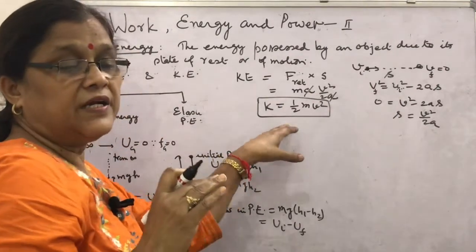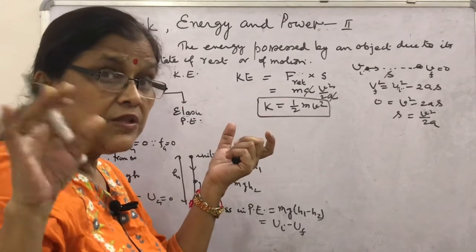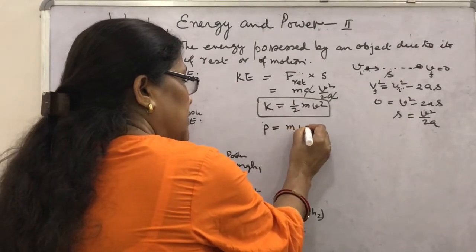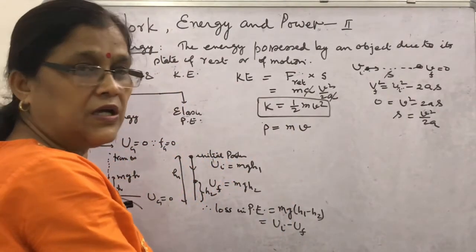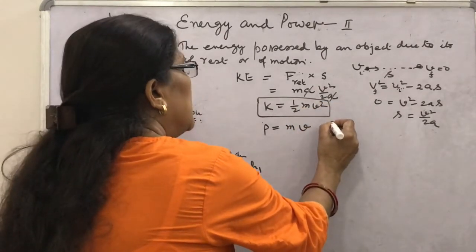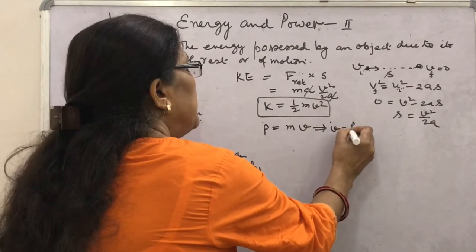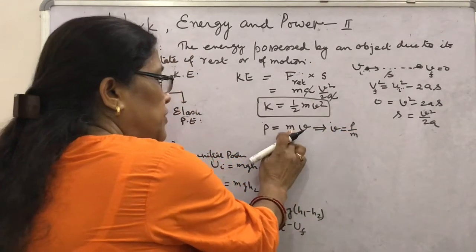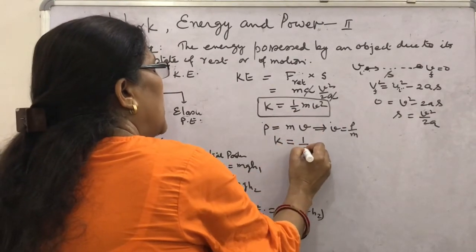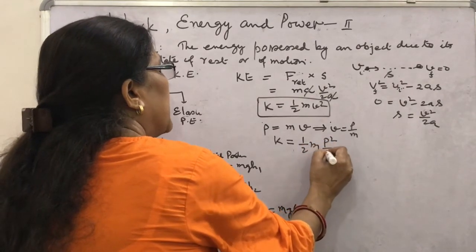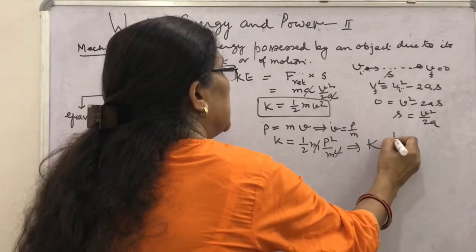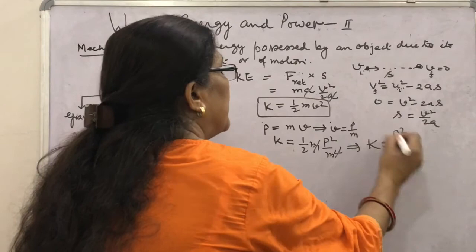This expression for kinetic energy, how will you relate it with the momentum? You know what is the momentum? Momentum is mass into velocity of an object. If you put here, this is mass velocity square, then you can write here from this expression V as P by M. Can you write V equal to P by M? Put here, then you will get K equal to half M and P square upon M square. This M will be cancelled. So, this expression says K equal to P square upon 2M.